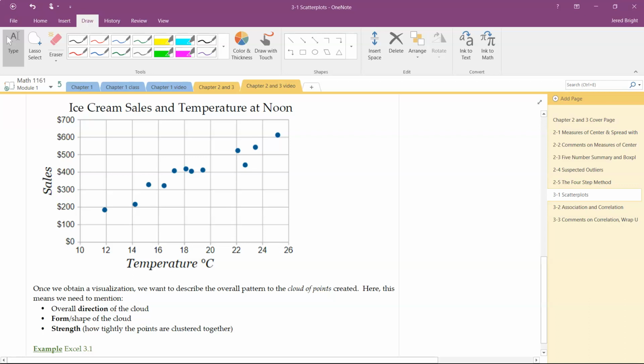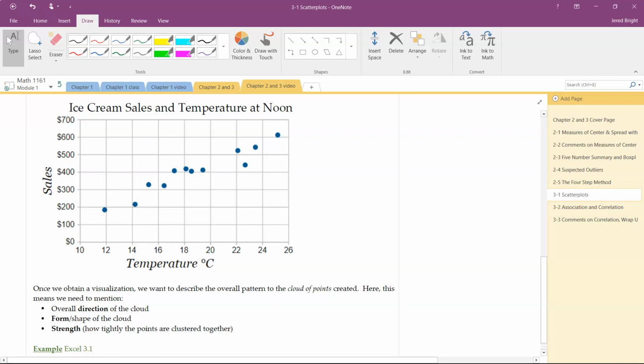So we mentioned the overall direction, the form or shape of the cloud of points. That's the general name that we use for the cluster of points as a group, and then the strength, how tightly they're bound together. For this example with temperature at noon and ice cream sales, I would say the direction is, as you go to the right, as you increase temperature, sales are also increasing.